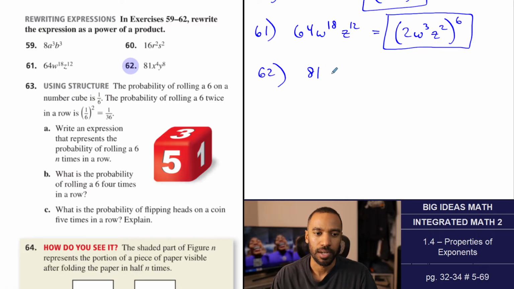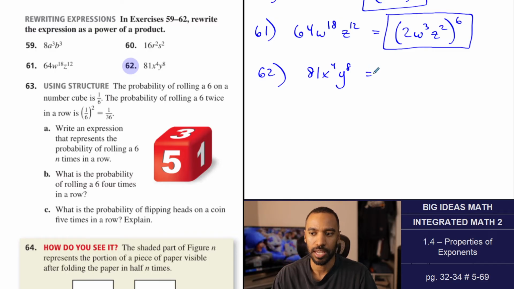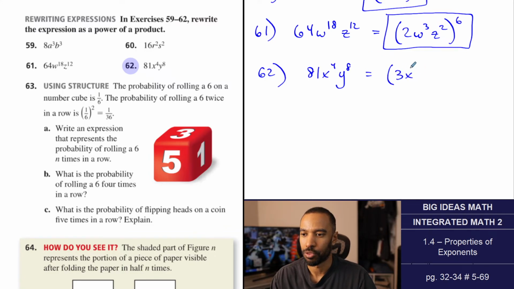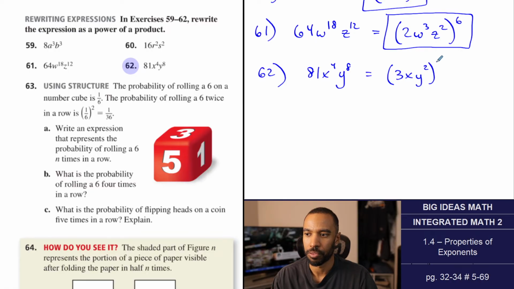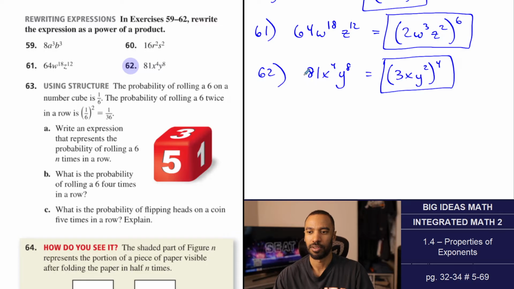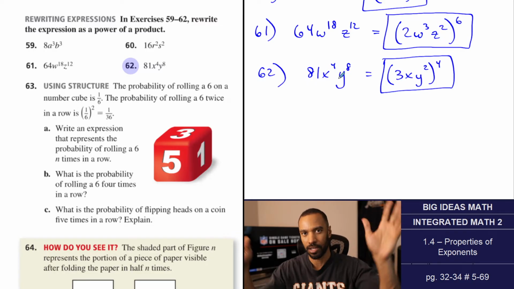81, same thing on this one. 81 x to the 4th, y to the 8th. You can either take square roots of everything here or fourth roots. If I can go fourth root here, 3 to the 4th is 81, and x to the 4th would give you that, and y squared to the 4th would give you y to the 8th. And that's my preferred go-to instead of 9 x squared y to the 4th quantity squared.